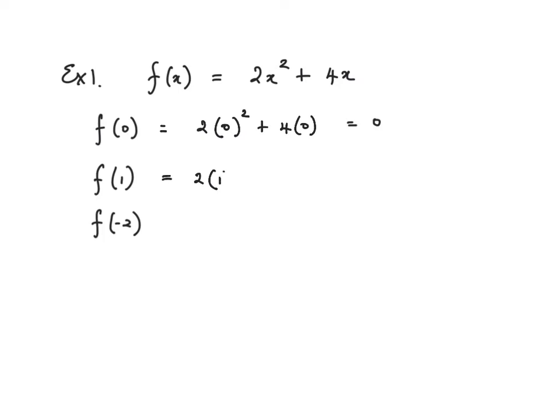Now f of 1 is 2 times 1 squared. Now 1 squared, we have to be careful with this, we do this part first. So 1 squared is 1 times 2 is 2, plus 4 equals 6.